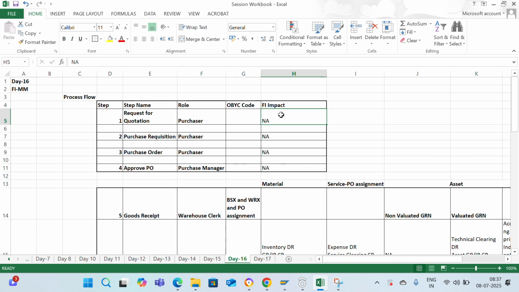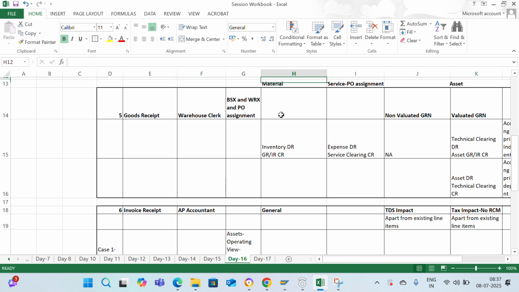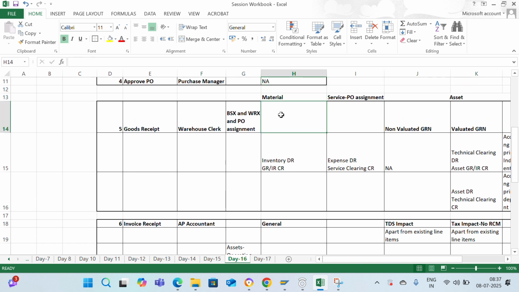So by now we understood that there are 6 steps in procure to pay process, different roles that need to be assigned to perform these activities, the OBYC code, and at which step we have a financial impact. And we understood that during the GRN, goods receipt and invoice receipt, we have a financial impact. That is where the procurement module is integrated with FI. So if you are being asked at which step there is integration of FIMM, you can tell it step number 5 and 6, that is the GRN and invoice receipt.